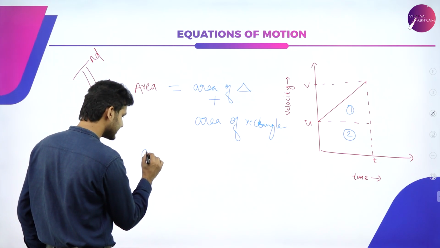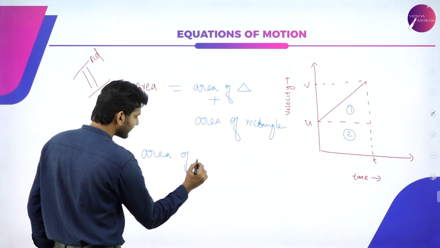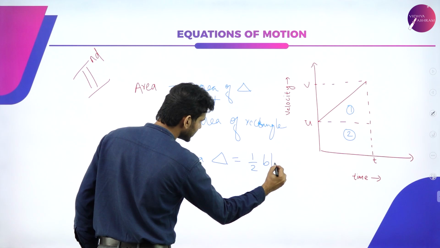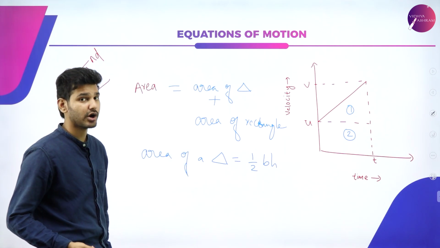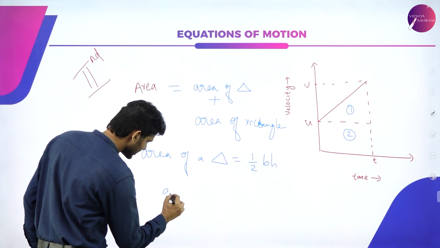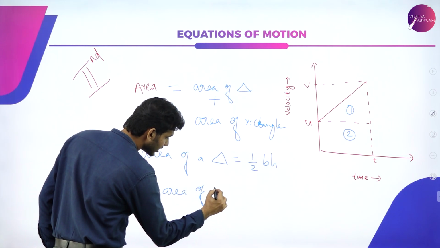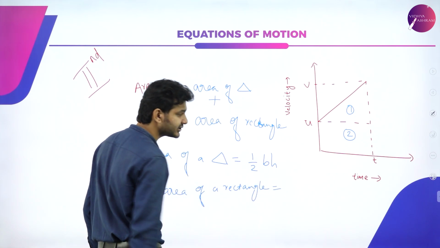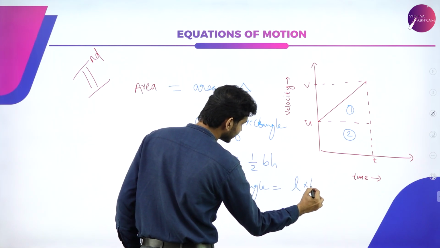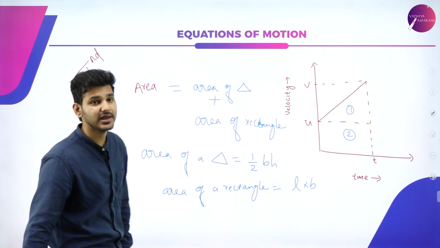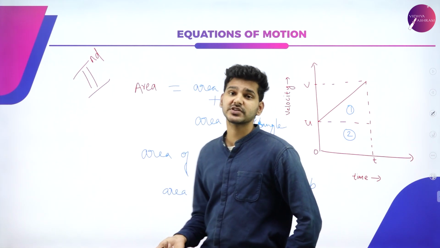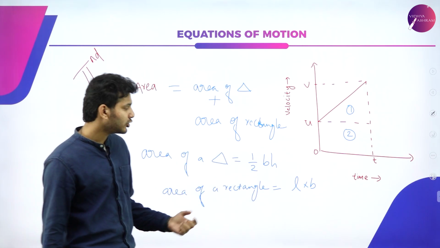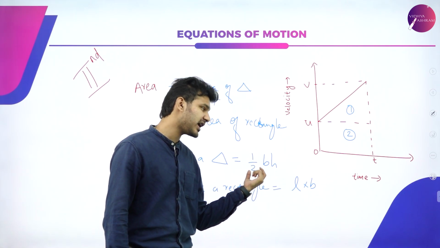So we do know what is area of a triangle. Area of a triangle is equal to half base into height. If you don't know that, I don't know how you passed high school. And area of a rectangle is equal to length into breadth. If you don't know that, you should not even be in a science stream. So our objective is to find out now what is half BH and what is length into breadth. So we need to know what is breadth, what is length. We need to know what is base, what is height.